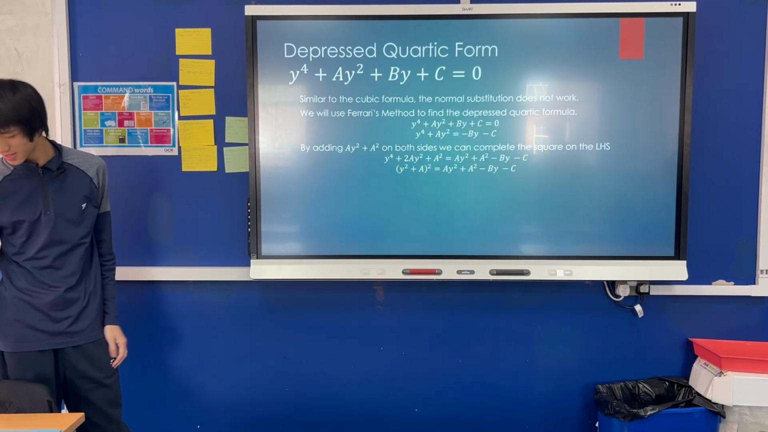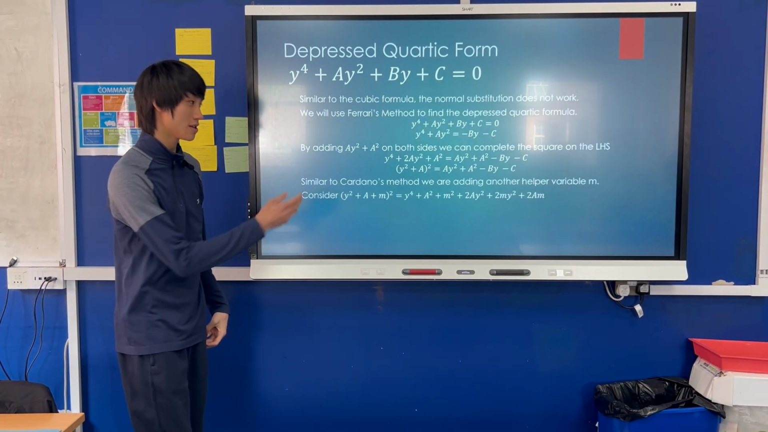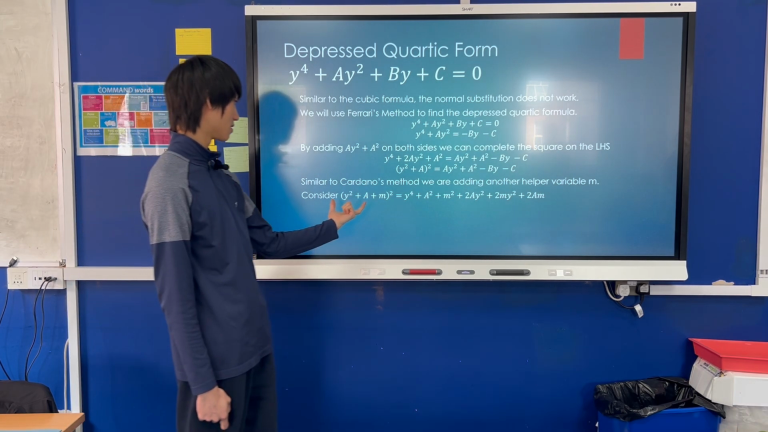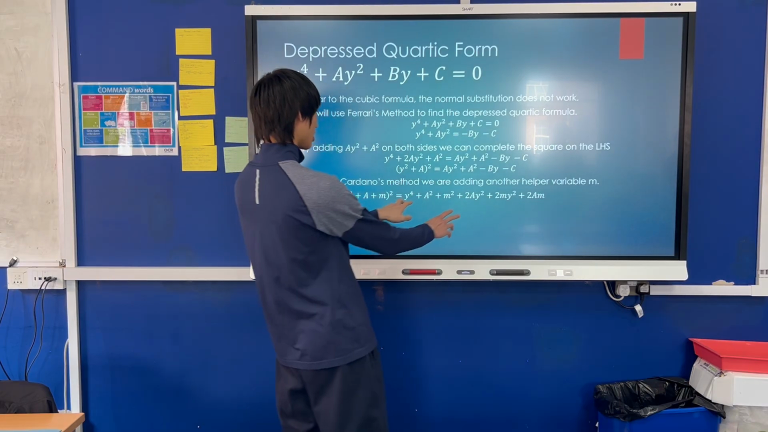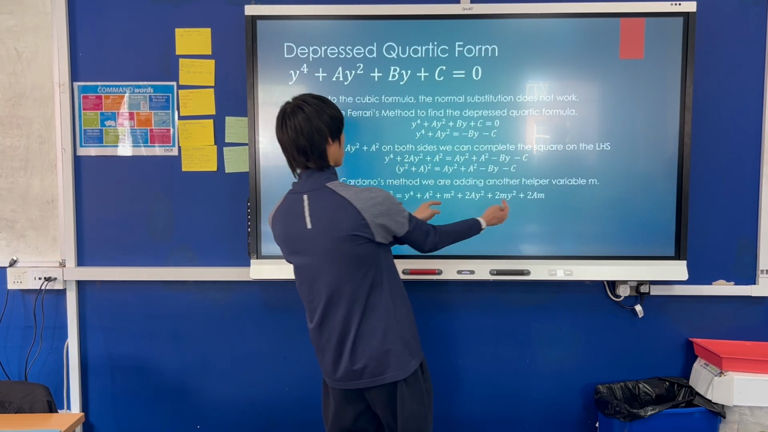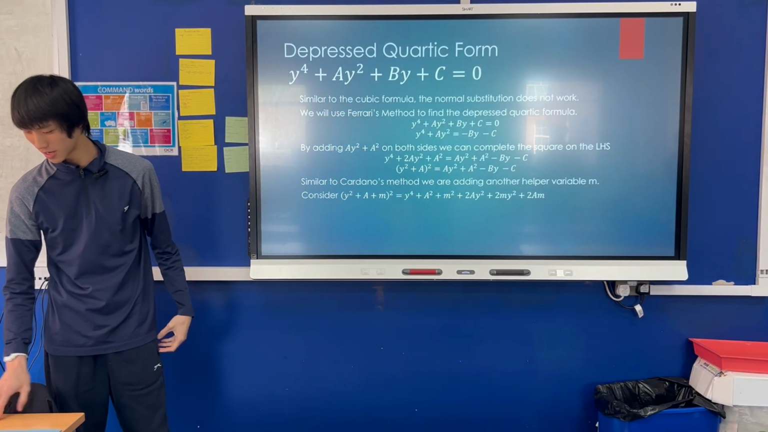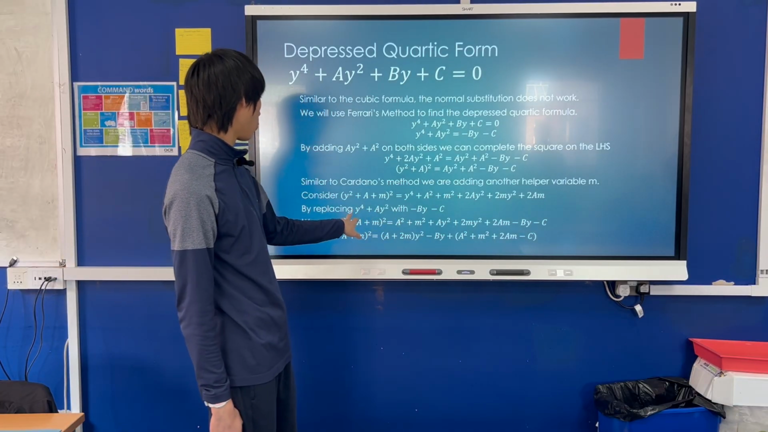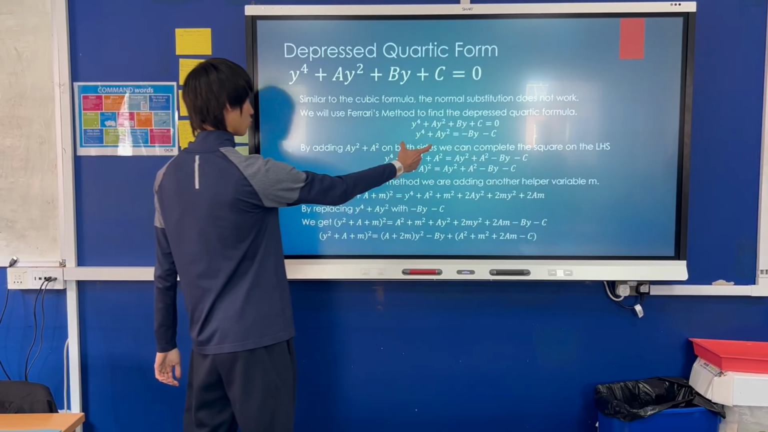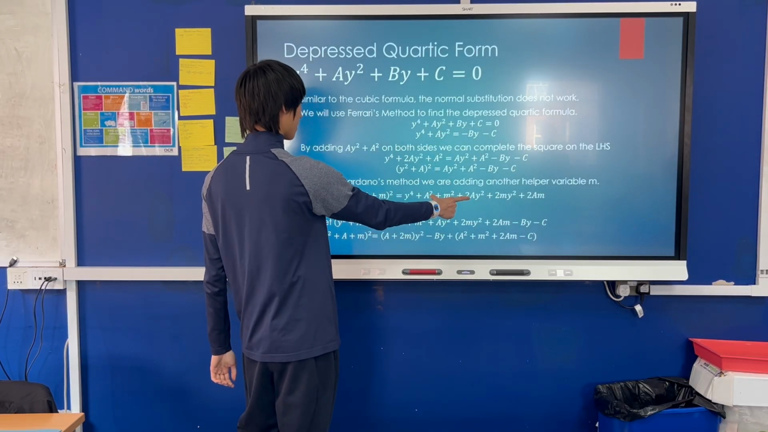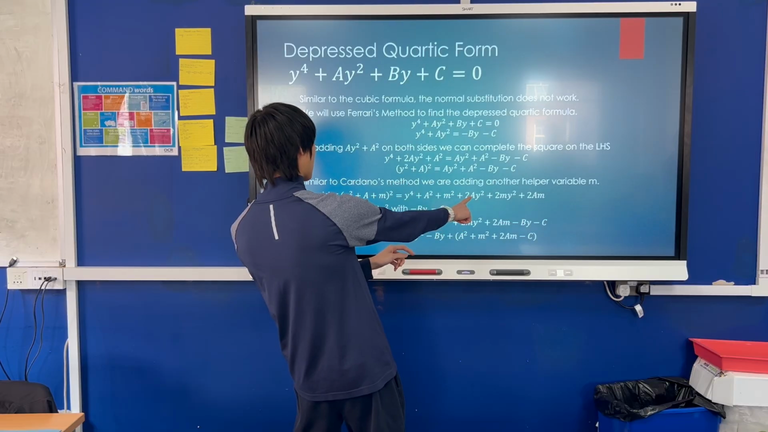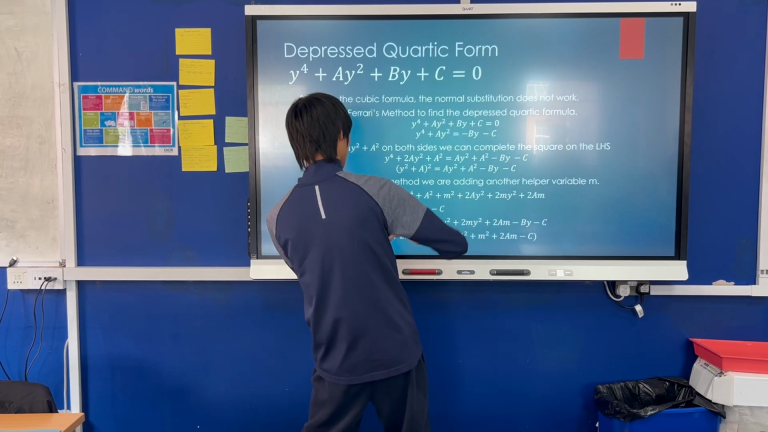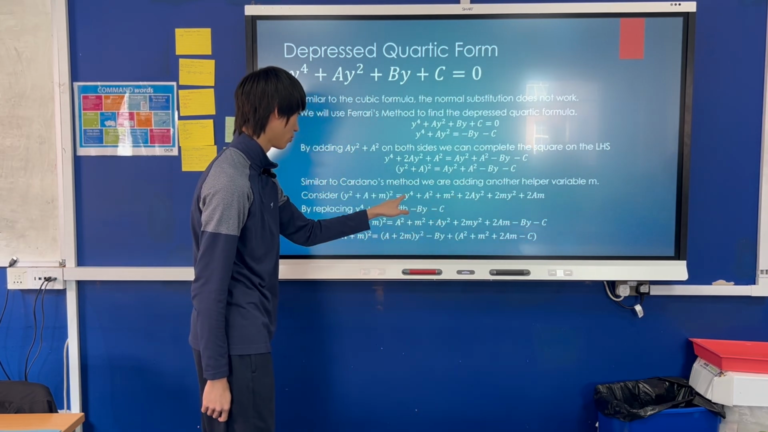And what Ferrari did is introduce another helper variable, like we did in the cubic. We only need one this time. And we're going to consider this squared. So we see that this part matches this part, and we have extra terms over here, the m terms. And that's going to help us in some way. So we could replace y to the 4 plus ay squared with this, because we have this in here. So we remove one of the ay's, and we remove y to the 4.